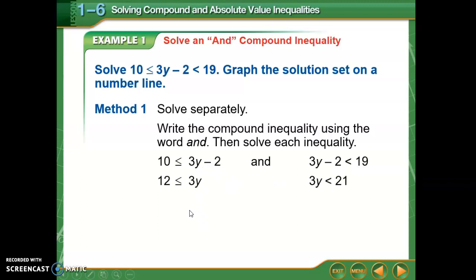Add 2 to both sides for this and then divide by 3. So y is greater than or equal to 4. For the other one, do the same thing: add 2 to both sides and divide by 3. So you get y is less than 7. Put this together because this is a compound inequality. Since 4 is smaller than 7, you write 4 first: 4 less than or equal to y, less than 7. So that is our first method.